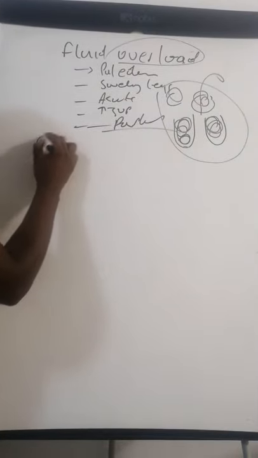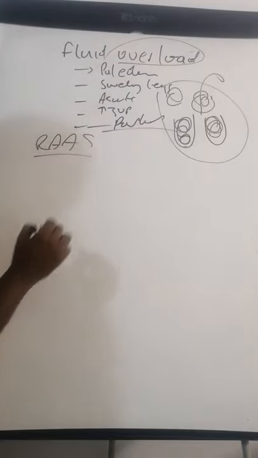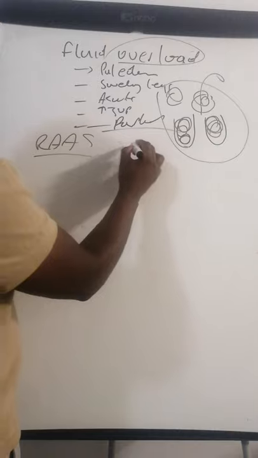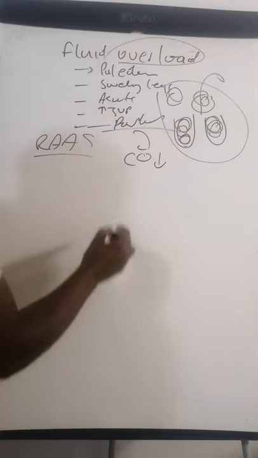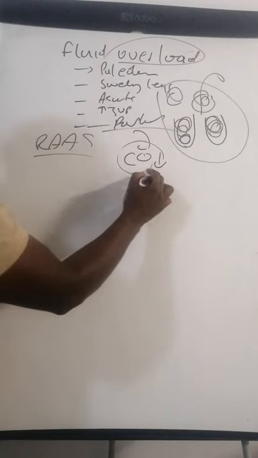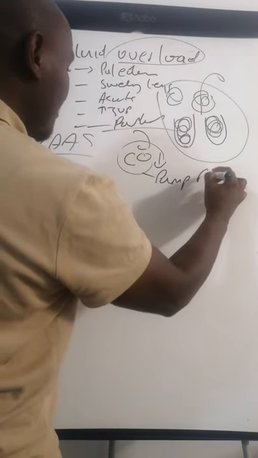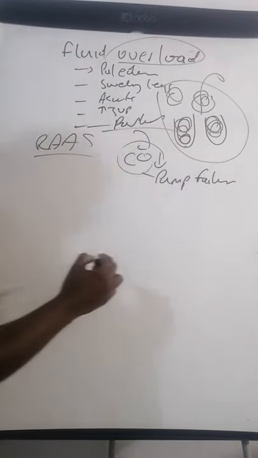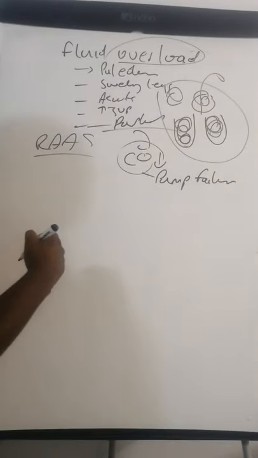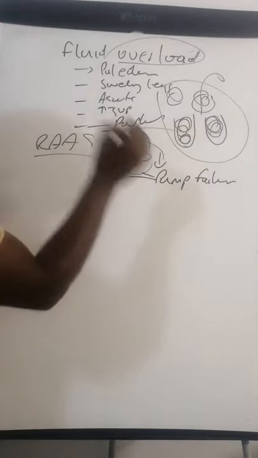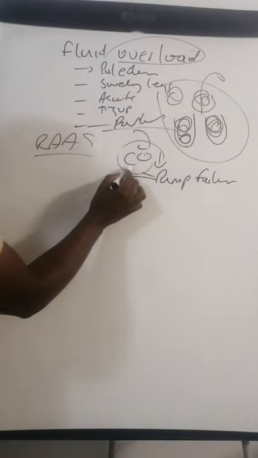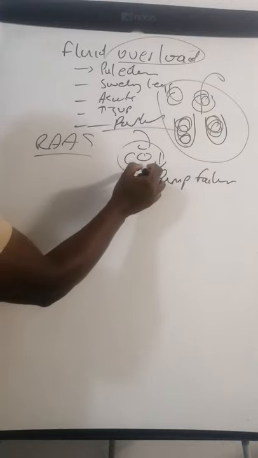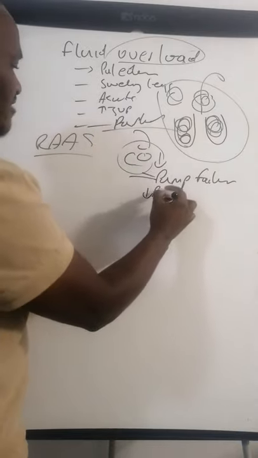So but now you have your RAS system. This RAS system is the same system that picks up that because of this heart failure you've got a reduced cardiac output. The reduced cardiac output is there because of a pump failure. And then the body activates the RAS system. Even though you've got fluid overload, you still have a reduced cardiac output. And the kidney interprets this reduced cardiac output as a sign that we have a decreased blood volume.